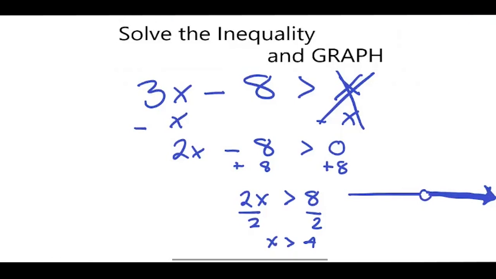And then I will say that this is 4, 3, 2, and this is 5, 6, so I can show where it is on the number line. And that's how you graph x is greater than 4, which is the solution to 3x minus 8 is greater than x.